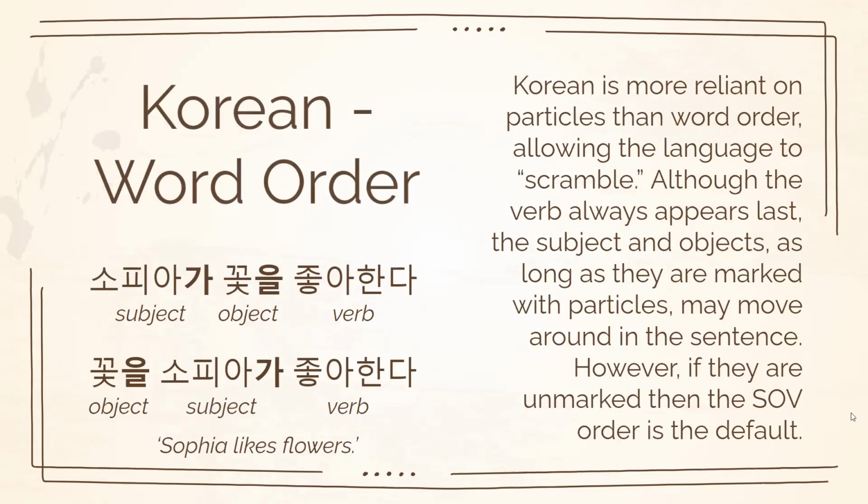With Korean, we can see there isn't a heavy reliance on word order, but rather the particles are what make the sentences grammatical. Both 소피아가 꽃을 좋아한다 and 꽃을 소피아가 좋아한다 mean "Sophia likes flowers." The particle markers allow the language to scramble and still be coherent. However, if the particles were omitted and the words were unmarked, then subject, object, verb would be the default. So you couldn't say 꽃 소피아 좋아한다, but you could say 소피아 꽃 좋아한다.